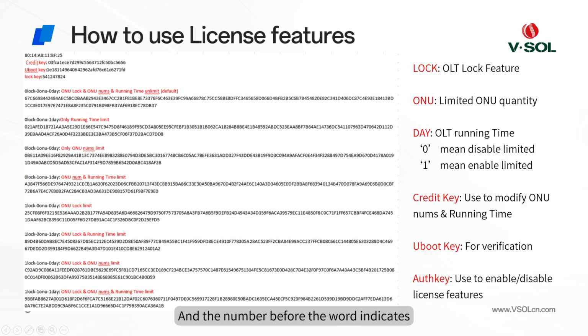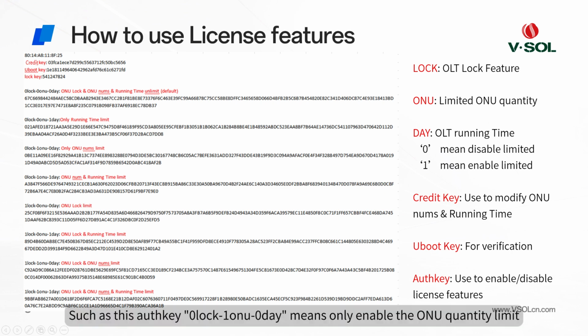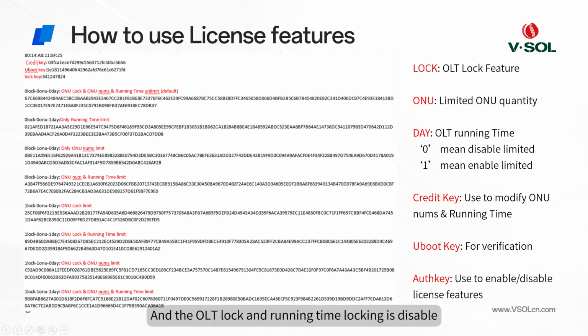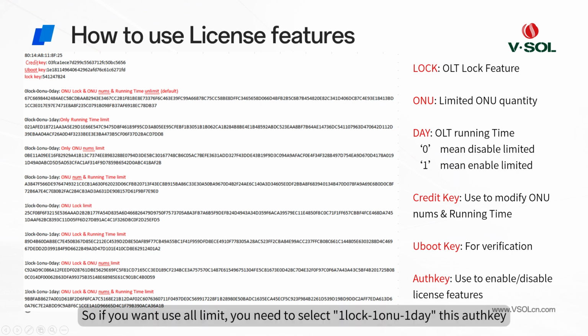The number before the word indicates whether the feature is enabled for this license. 1 means enable the limit. 0 means disable the limit. Such as this off key, 0 lock 1 ONU 0 day, means only enable the ONU quantity limit, and the OLT lock and running time limit are disabled. An OLT can only use one off key at the same time. So if you want to use all limits, you need to select this off key: 1 lock 1 ONU 1 day.